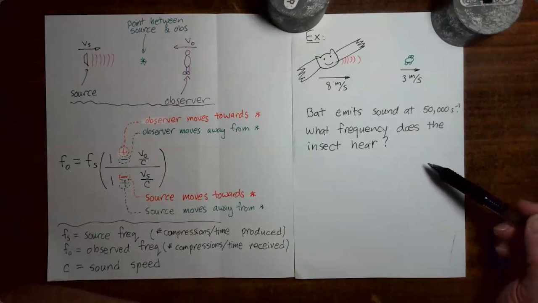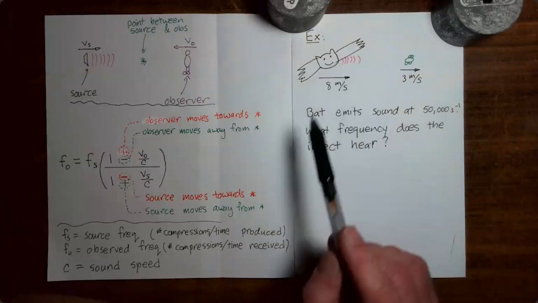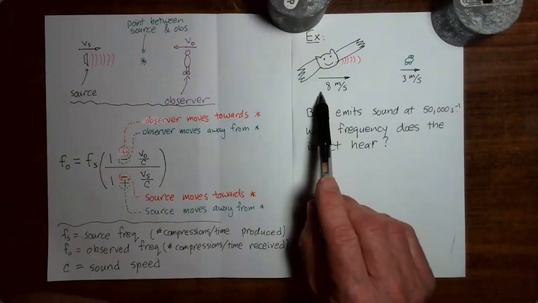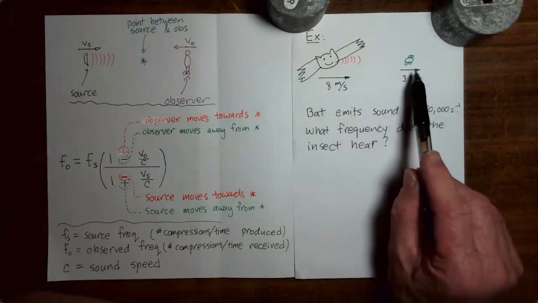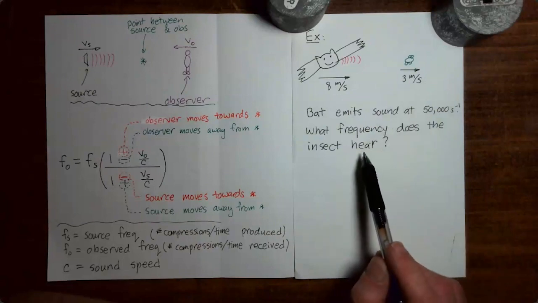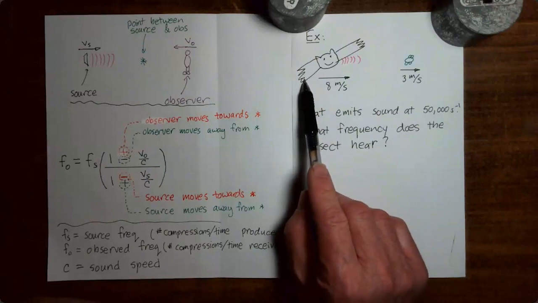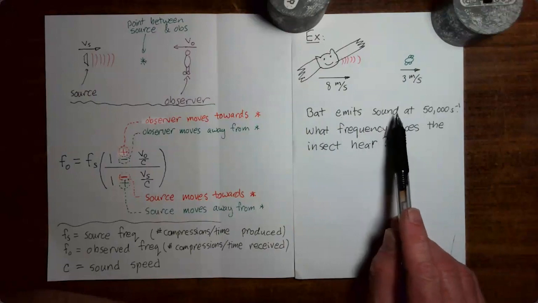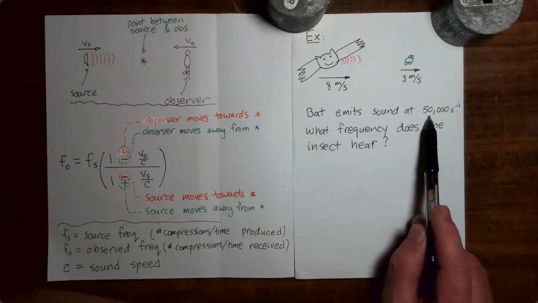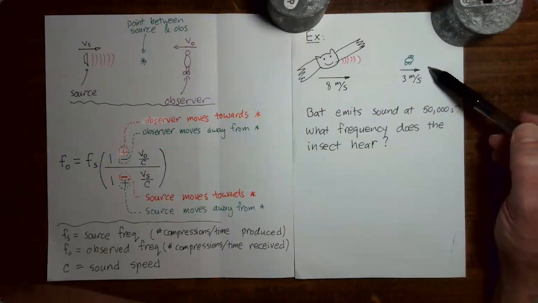We're going to do a simple example problem to practice using the formula. So here I have a bat, which is chasing an insect. The bat is moving through the air rightward at 8 meters per second. The insect is moving through the air rightward at 3 meters per second. So the bat's going to try and use echolocation to figure out where the insect is. So the bat emits a sound with a frequency of 50,000 compressions per second. We want to know what frequency does the insect hear.